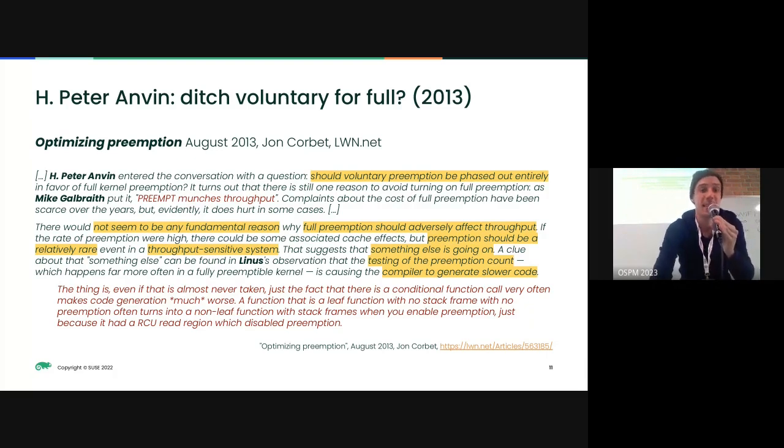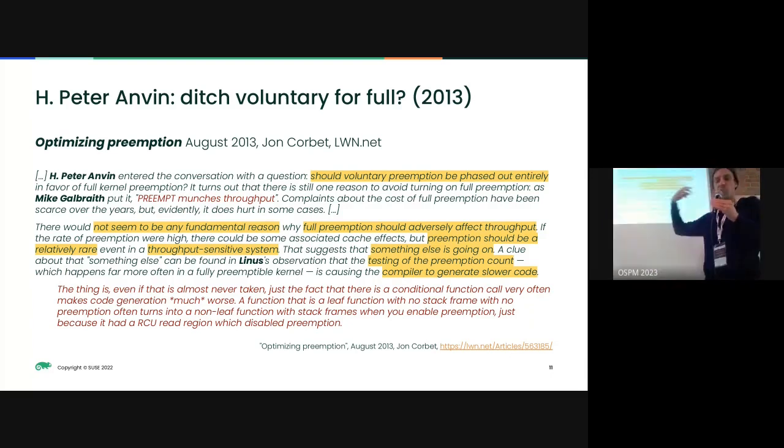Linus says, the thing is, even if that is almost never taken, just the fact that there is a conditional function called very often makes code generation much worse. A function that is a leaf function with no stack frame, with no preemption, often turns into a non-leaf function with stack frames when you enable preemption, just because you had an RCU region which disabled preemption.